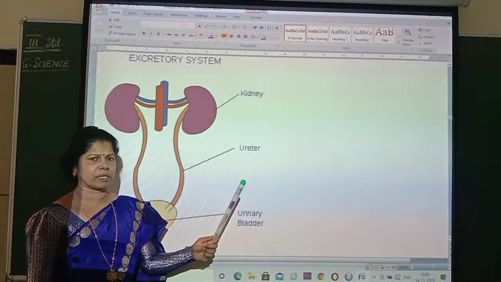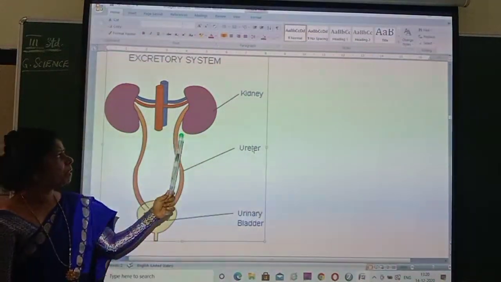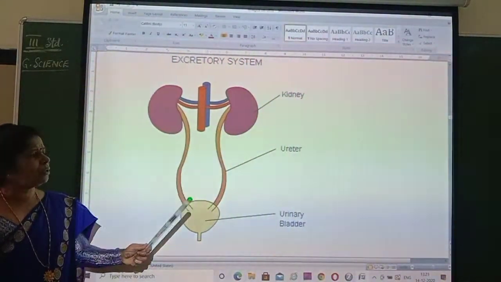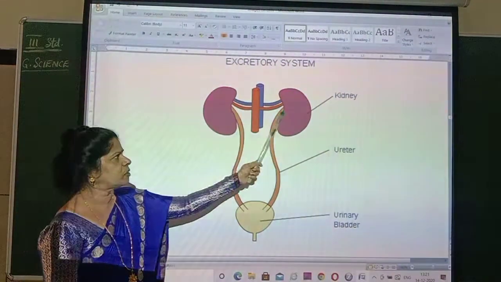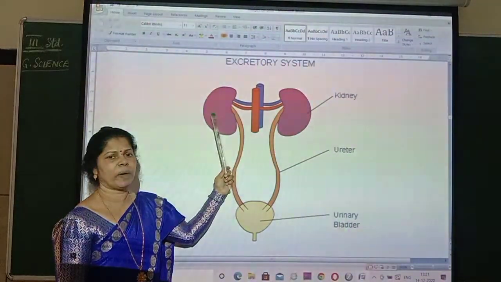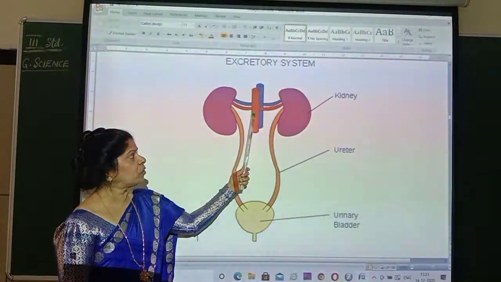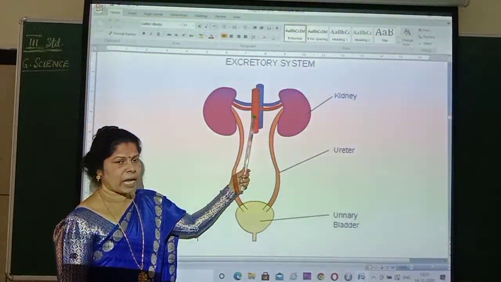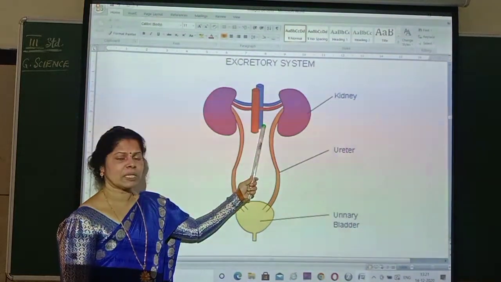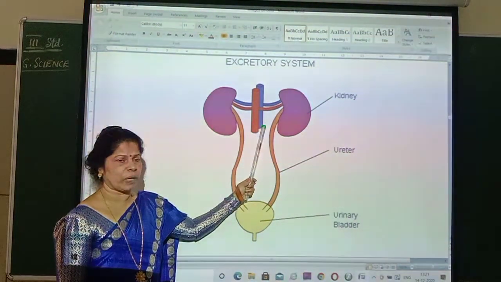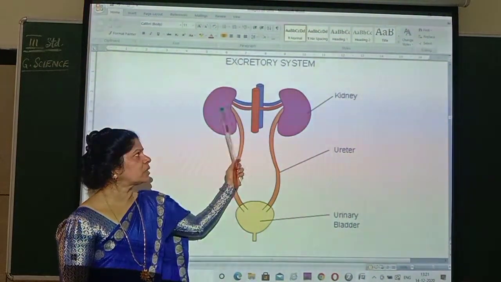Okay children, about excretory system I will once again explain here. So bean shaped structure I told you. So that is called as the kidneys. How many kidneys are there? There are a pair of kidneys. And these are the blood vessels. Already I told you red one is called, it's carrying pure blood, and the blue one is called, it is carrying impure blood. So these blood vessels are connected to the kidneys.